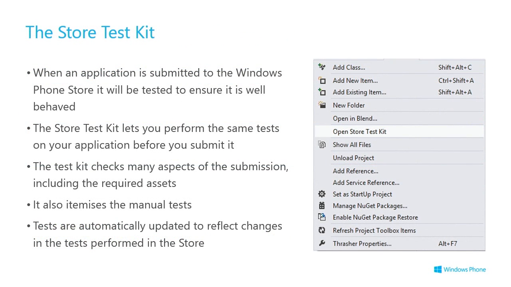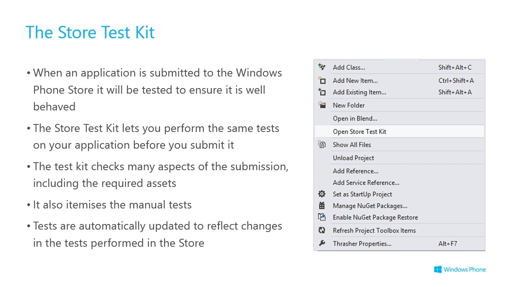Right, now the next useful tool I'm going to talk about is the Store Test Kit. When the application is submitted up to the Windows Phone Store, there's a load of tests that are done on it by the Store team. The Store Test Kit allows you to perform all those exact same tests on your application before you submit it. If you submit it up to the store and it fails, the turnaround can be about 5 business days. So here you can save yourself a lot of time if you run it through the Store Test Kit yourself before you even get to the submission stage.